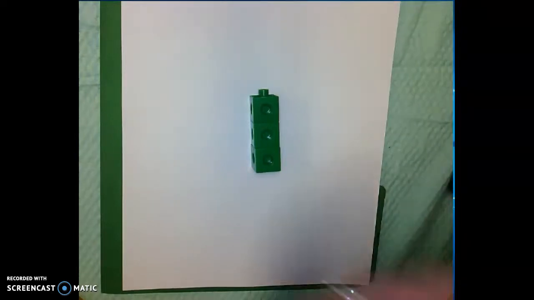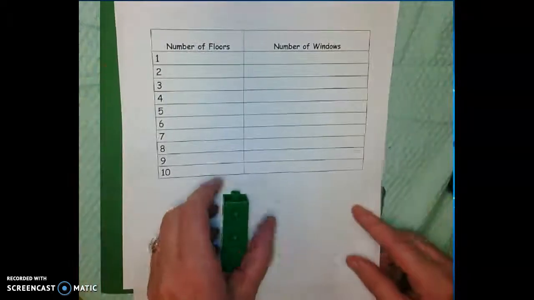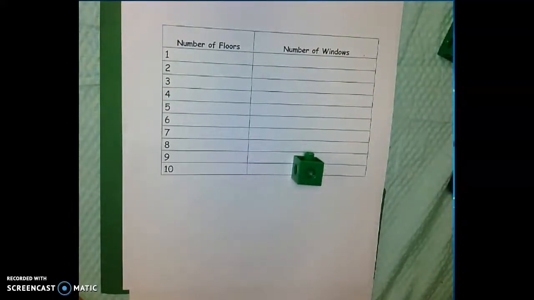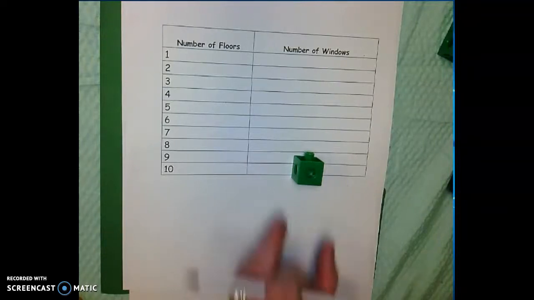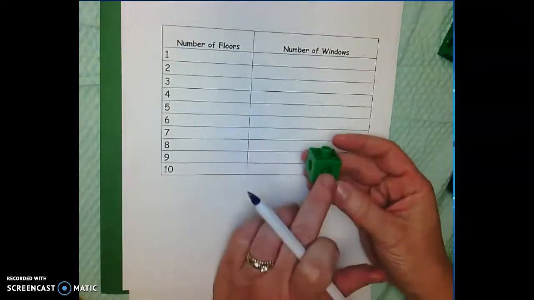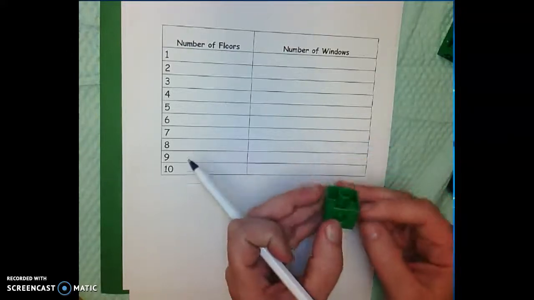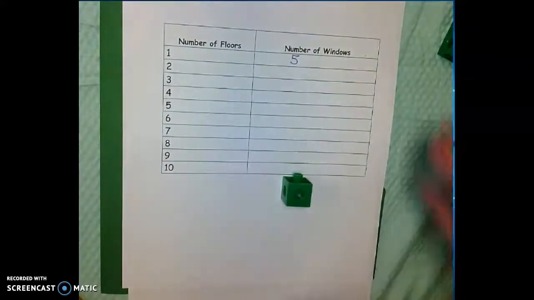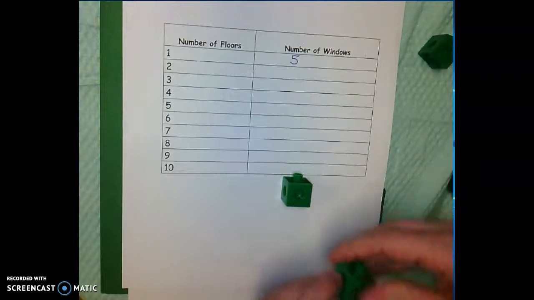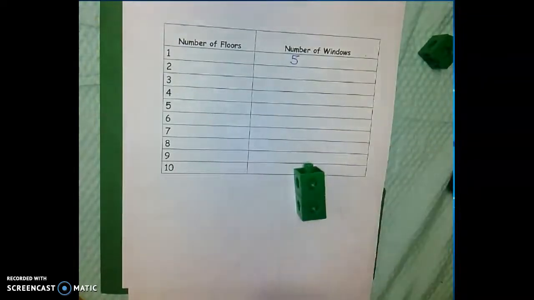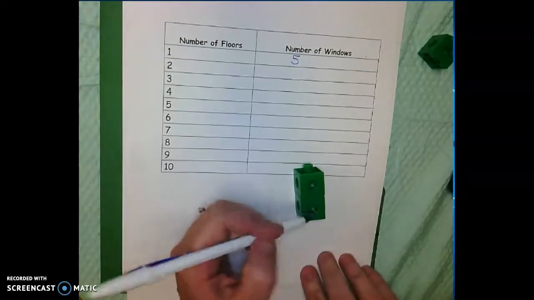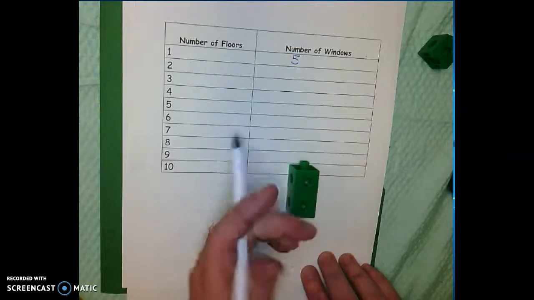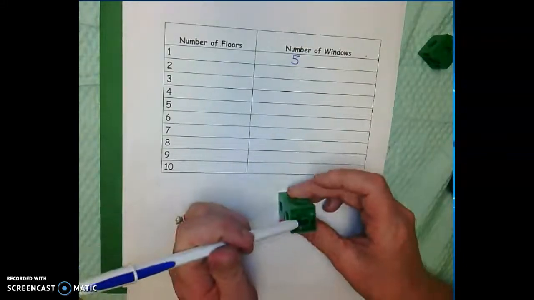So let's take a look at this table. Let's fill it in about our single tower. All right, so when we had 1 floor, how many windows did we say that we had? Remember, a skylight is a window. 1, 2, 3, 4, 5. We had 5 windows. When we had 2 floors, how many total windows did we say that we had? We had 1, 2, 3, 4, 5, 6, 7, 8, and 9.